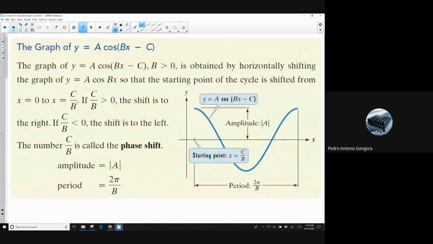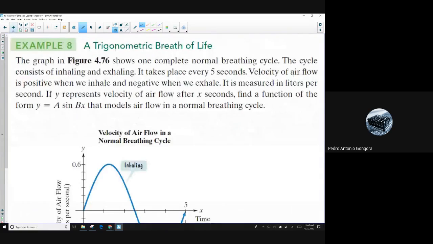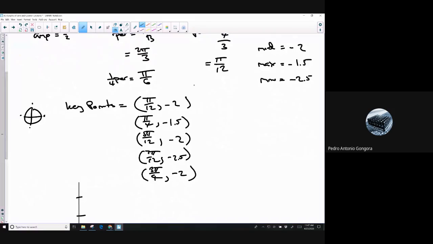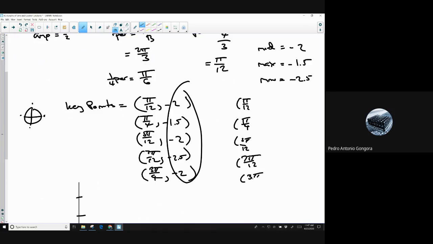Let's get to this problem. Which one do we do? This one. If this was a cosine, everything here would be exactly the same except for this pattern. It would be pi over 12, pi over 4, 5 pi over 12, 7 pi over 12, and 3 pi over 4. All those would be exactly the same, but the pattern here would go max, middle, min, middle, and then back to the maximum again.